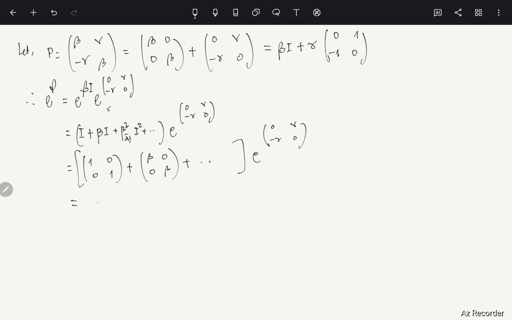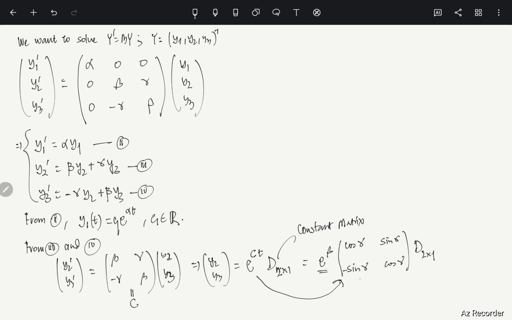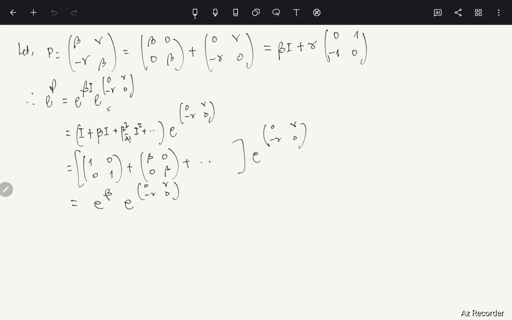So you see, this is nothing but e to the power beta times e to the power of the matrix [0 gamma; minus gamma 0]. That is why this e to the power beta is there. Now the thing is, this matrix is just e to the power [0 gamma; minus gamma 0]. Let's calculate it and see what happens.